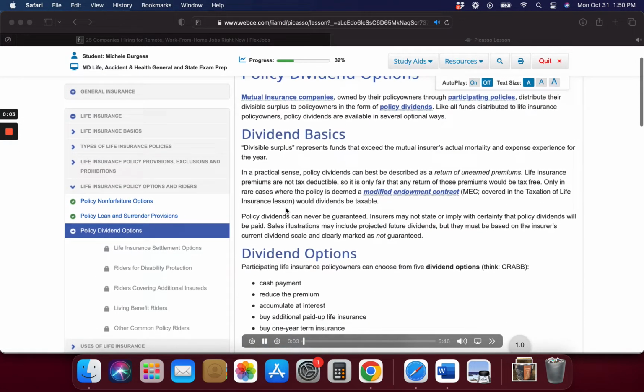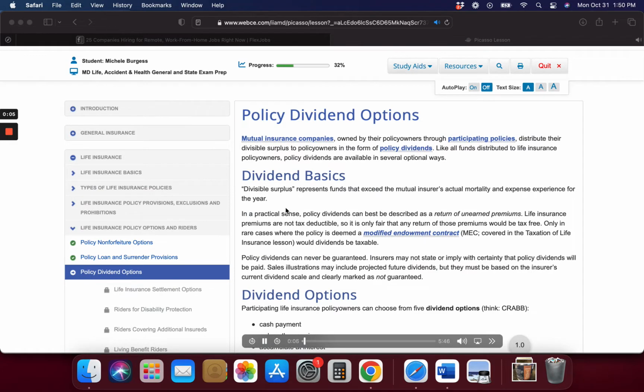Mutual insurance companies, owned by their policy owners through participating policies, distribute their divisible surplus to policy owners in the form of policy dividends. Like all funds distributed to life insurance policy owners, policy dividends are available in several optional ways. Dividend basics. Divisible surplus represents funds that exceed the mutual insurer's actual mortality and expense experience for the year. In a practical sense, policy dividends can best be described as a return of unearned premiums.